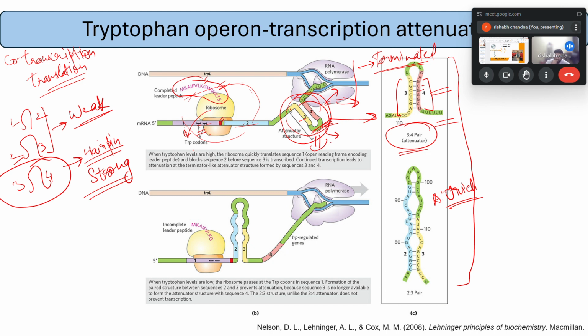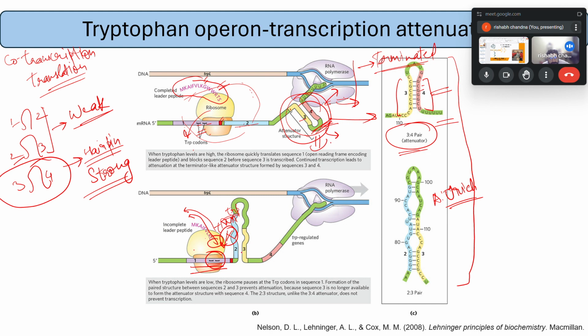Now when the tryptophan levels are low, what will happen? This is the ribosome translating the leader peptide. These two codons, as you know, are the detectable limit for the tryptophan. So when tryptophan is very low in the system, on the first sequence itself the ribosome will freeze, or it will not be able to move forward because of the absence of the tRNA for tryptophan. So it cannot bind here. That's why this is the midway sequence of the leader peptide, and here the ribosome stops.